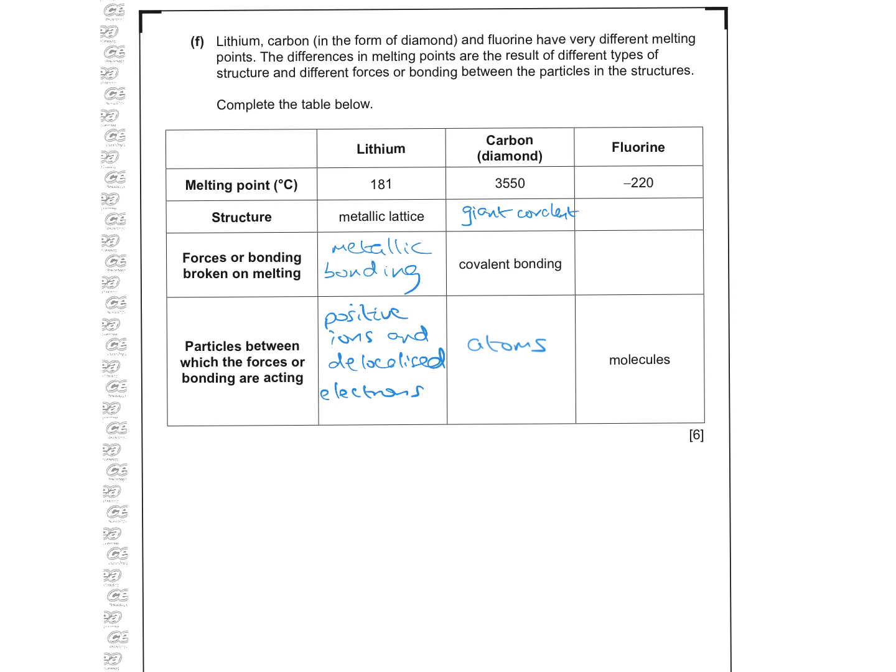And then on to fluorine. Well, fluorine is a simple covalent molecule or molecular covalent, so that's the structure. The forces or the bonding broken on melting. Now, there are covalent bonds between the atoms. They're not the ones that are broken. When you have a simple covalent molecule and it melts, it's the bonds between the molecules that get broken, and these bonds are known as van der Waals forces.